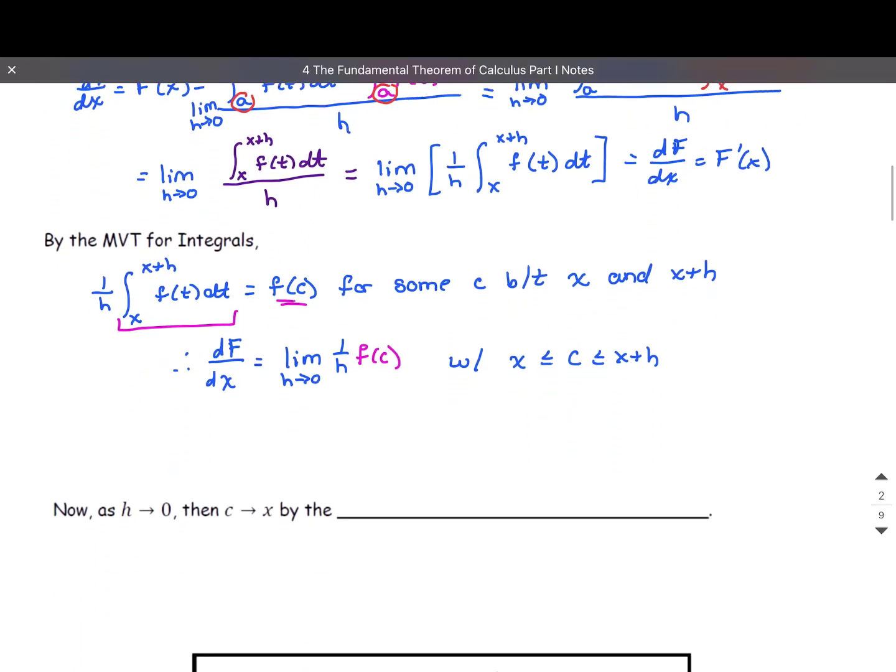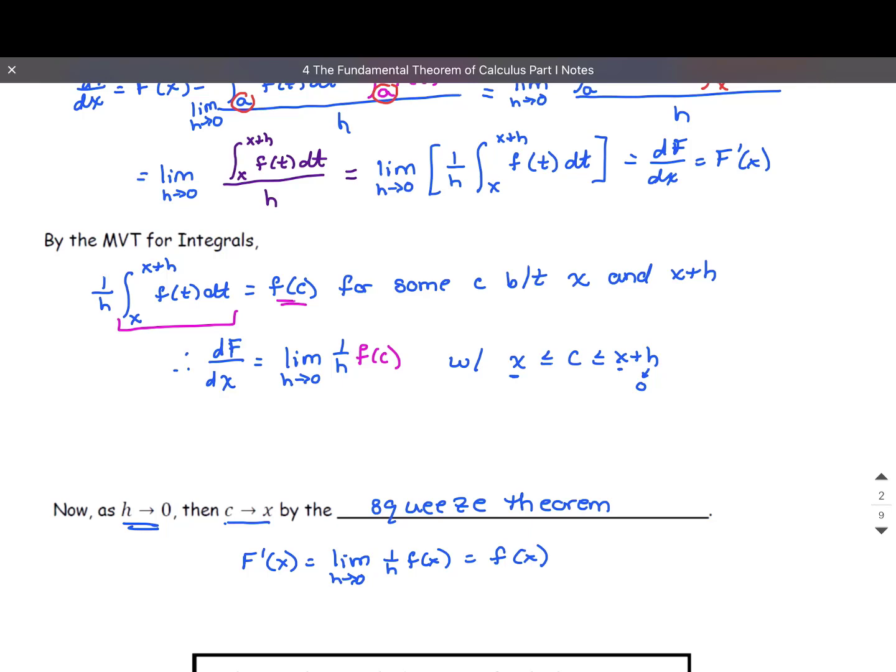Now, as the h heads to 0, we can use the squeeze theorem, right? As the h heads to 0, that will mean that the c has to head to x, because as this heads to 0, it's going to be trapped between x, and c is going to head to x. So then we're going to have capital F prime of x is this limit as h heads to 0 of 1 over h. f of c is the same thing as f of x.